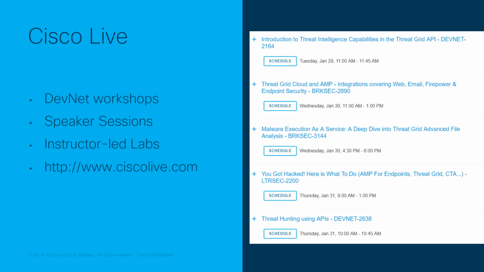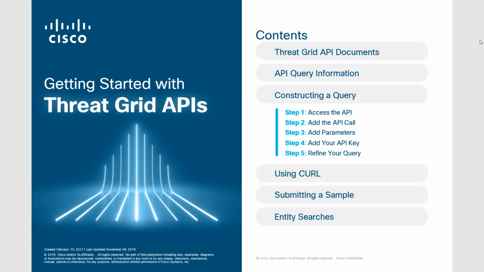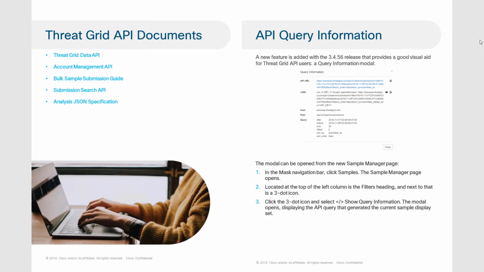Cisco Live is Cisco's annual user conference held once per year in each of 4 geographical regions. Go to ciscolive.com to browse full course and session catalogs. At any of these events, you can attend live DevNet workshops, speaker sessions from product management and engineering, and instructor-led labs. Many of these resources cover ThreatGrid, with several of them being specifically or largely about how to leverage the ThreatGrid API.